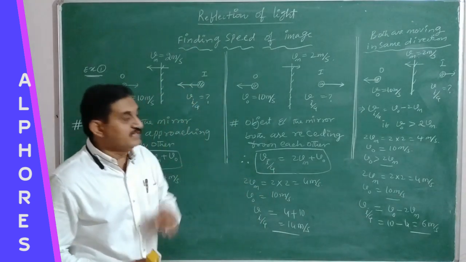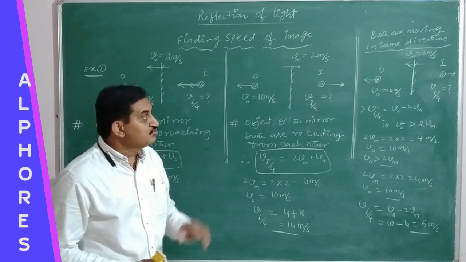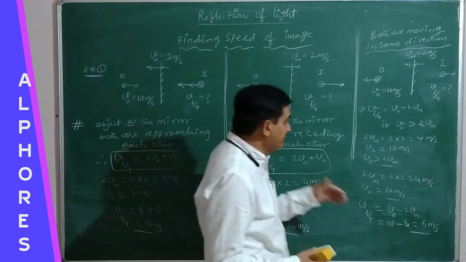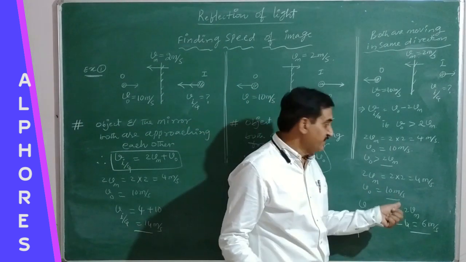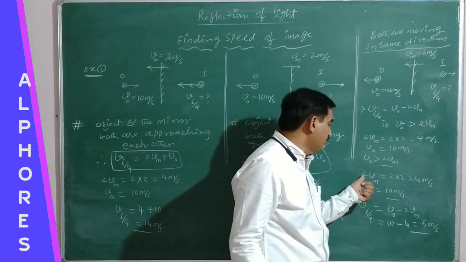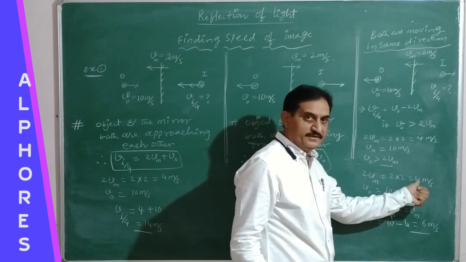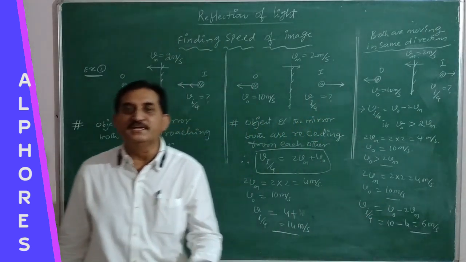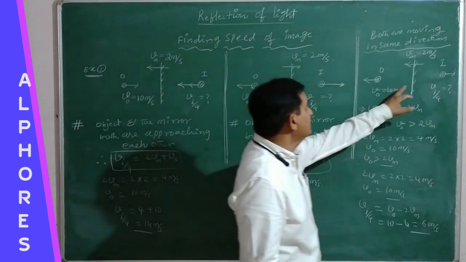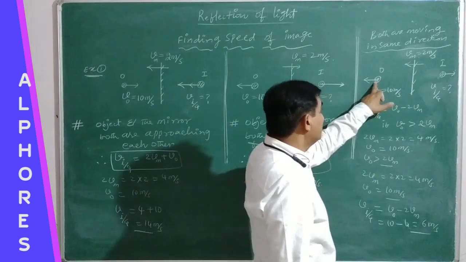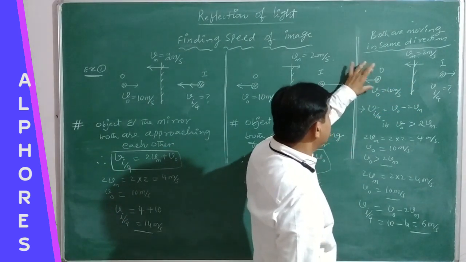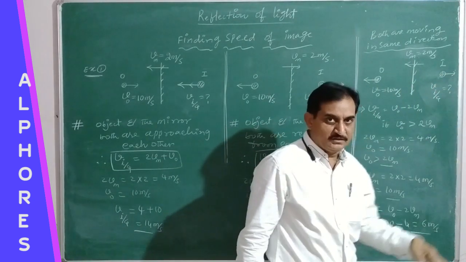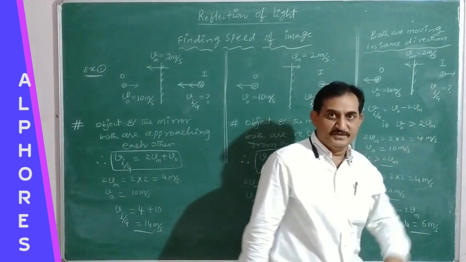But in this case, is the image moving towards the plane mirror or away from the plane mirror? How can we decide? Here which speed is greater? Object speed is greater when compared to 2Vm, that is 4 only. So here the object speed is dominant, which is predominant, which is greater. Therefore the object is moving away from the plane mirror because of its predominant speed. Therefore its corresponding image will also move away from the plane mirror. Therefore its direction is away from the plane mirror.